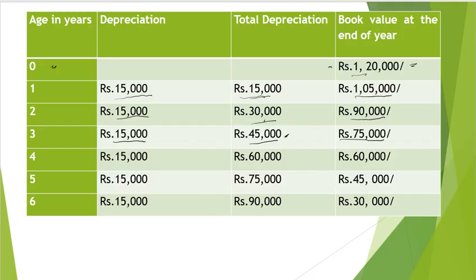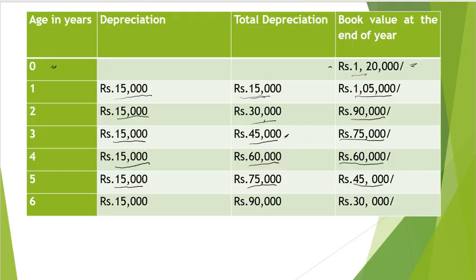In the fourth year again, 15,000 depreciation. Total depreciation will be 60,000. 1,20,000 minus 60,000, 60,000 will be the book value. Again, at the end of the fifth year, a depreciation of 15,000, total depreciation 75,000, 1,20,000 minus 75,000, 45,000 book value.